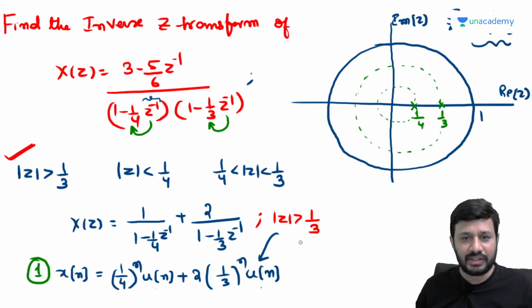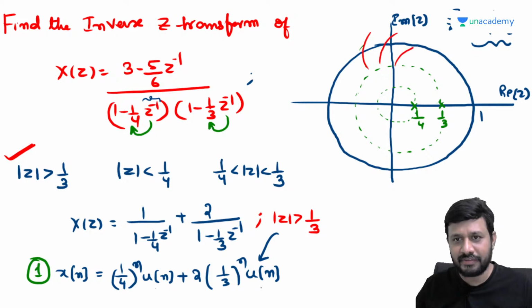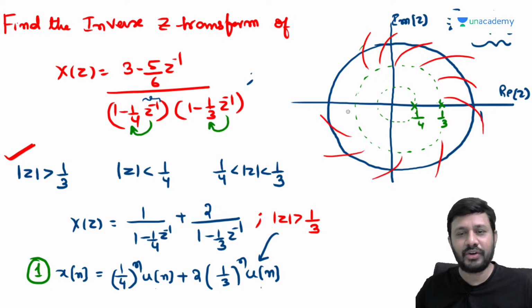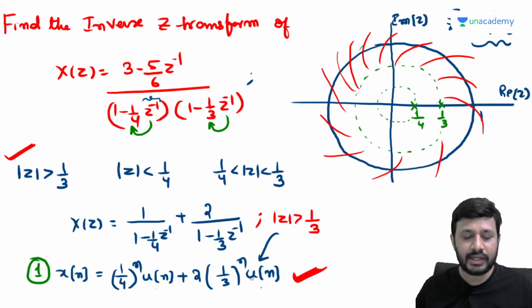Now if you observe the first one, mod Z greater than 1 by 3. Mod Z greater than 1 by 3 means from 1 by 3 outward, this kind of ROC you are going to get. Now does it include the unit circle? Yes, it is crossing the unit circle. So definitely for this one, the discrete time Fourier transform exists and the signal will be absolutely summable. If you have any doubt, you can draw the signal also. The resulting signal will be a decaying exponential, right?